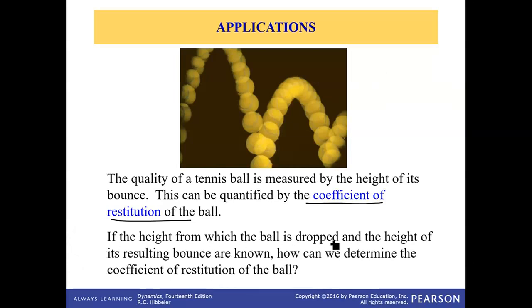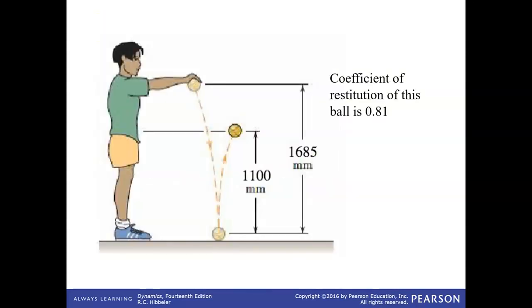If the height from which the ball is dropped and the height of its resulting bounce are known, how can we determine the coefficient of restitution of the ball? Let's take this example to understand it. The boy is holding the ball in his hand, so the initial velocity of the ball at this point is 0, and then he releases the ball. He's not throwing it, he just releases it, and as a result of gravitational attraction, the ball falls on the ground and hits the ground with some velocity v1.